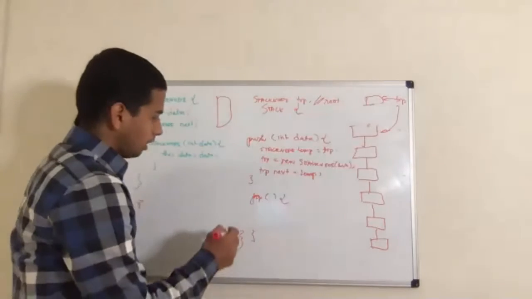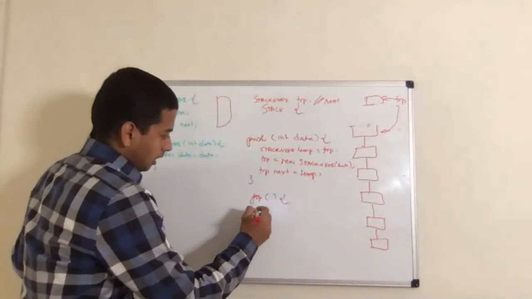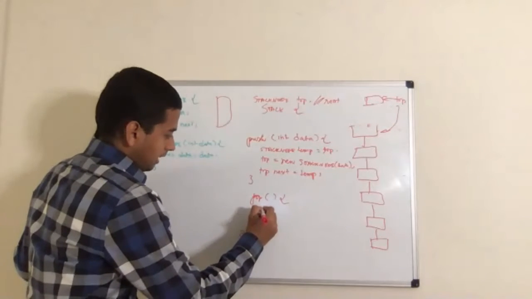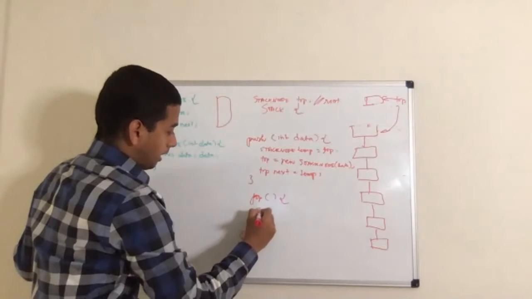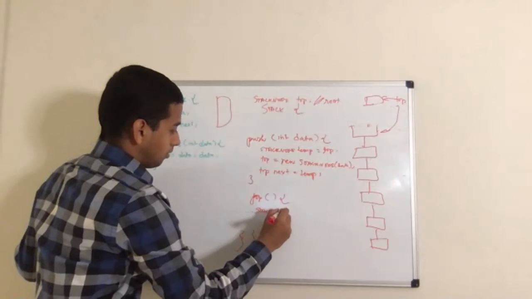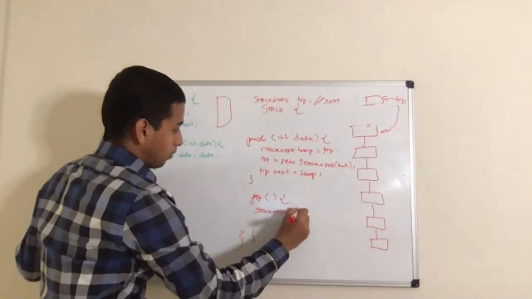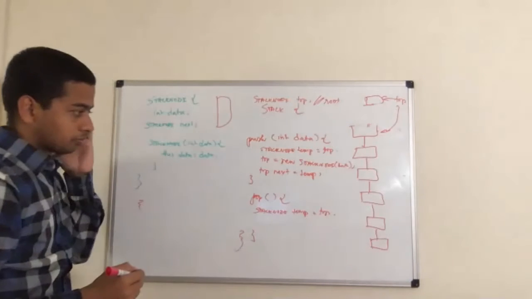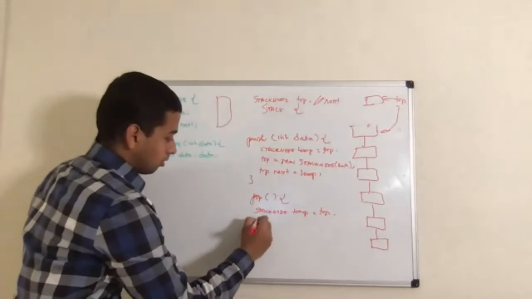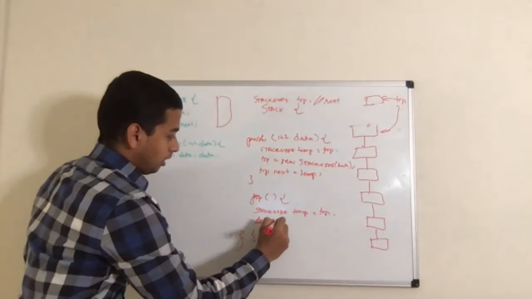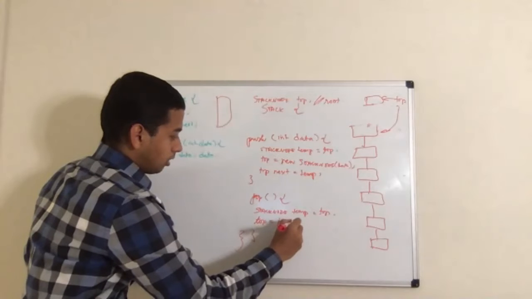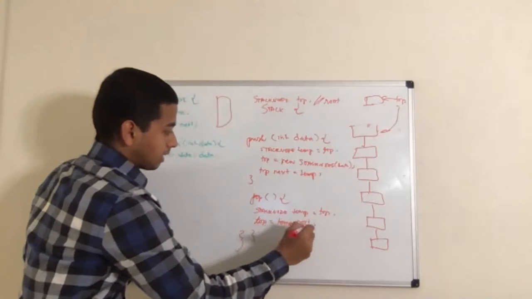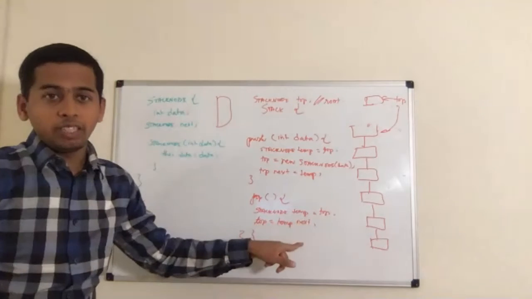See, first step is taking this top as a temp variable, like I already said. Stack node temp equal to top. Now, what is my new top? My new top will be temp dot next.